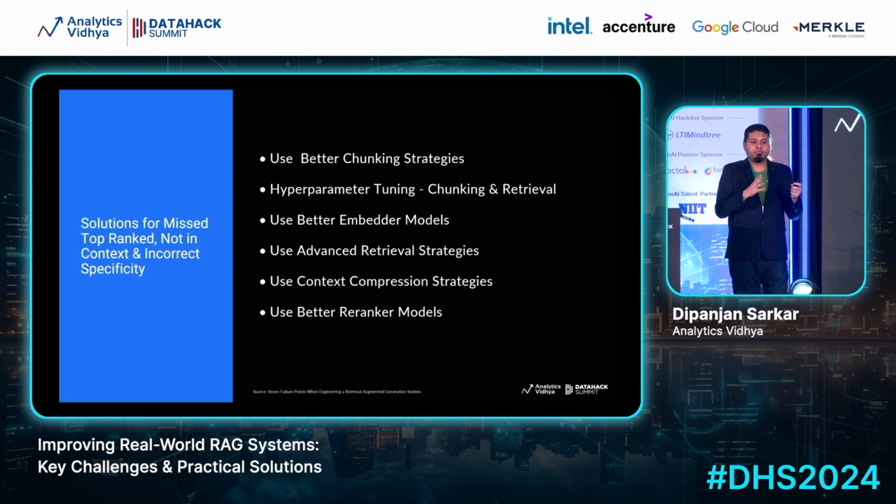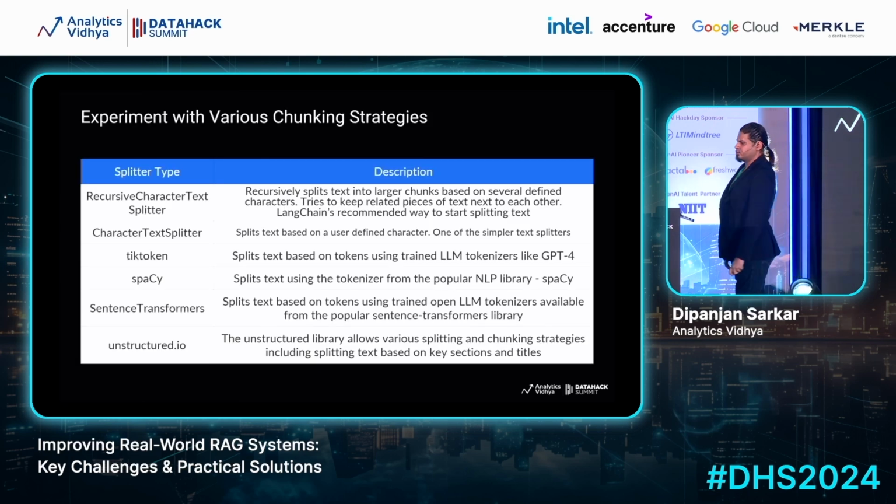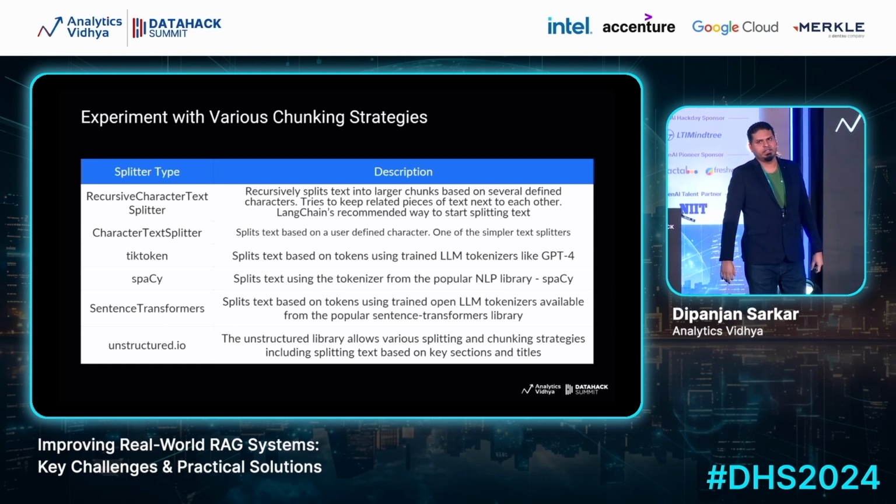Use context compression strategy. That is a great way to filter out unnecessary information from the context before you send it to the LLM to generate the response. And you can use better re-ranking models also. So you can experiment with various chunking strategies. The top one is the most commonly used one. You must have seen in tutorials and so on, in LangChain especially.